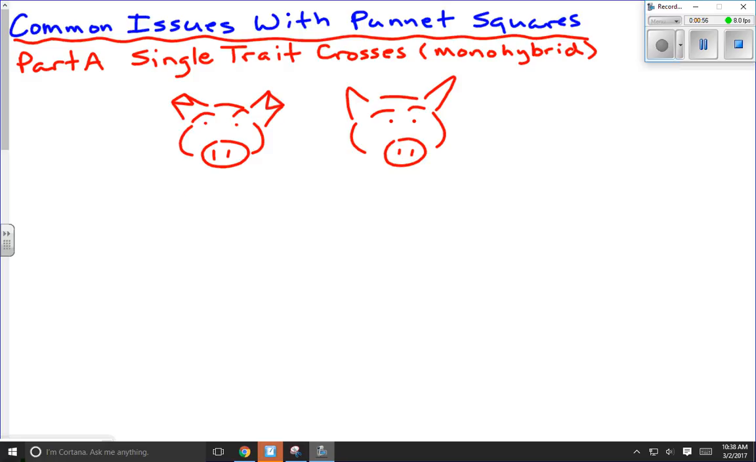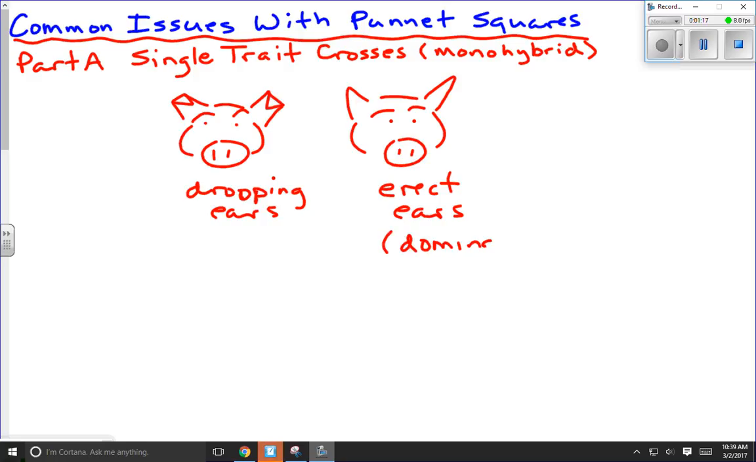We call this phenotype drooping ears. And this one we call erect ears. Stand straight up. Now, as it turns out, the pointy ears or erect ears are the dominant trait. And the droopy ears, that's the recessive trait.